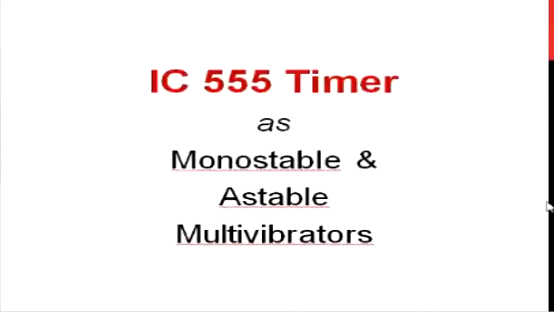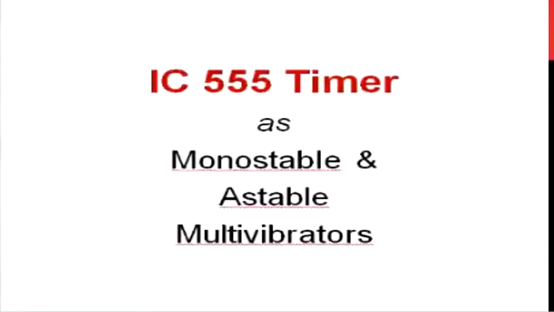Whereas in the monostable multivibrator, it has a stable state, that is normally the low state, the zero state. So it stays in that stable state, and whenever we get a trigger input pulse, it goes from its stable state to the quasi-stable state, that is the high state. After some time, it goes back to its stable state, that is the low state.